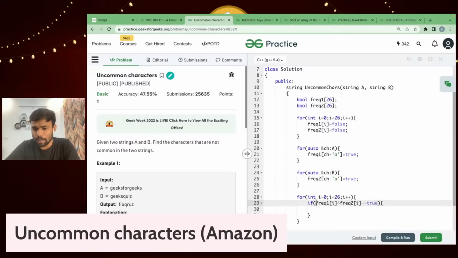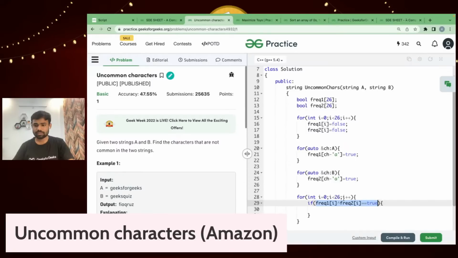So if both, now just tell me the meaning of this line. What is the meaning of this line? Tell me quickly. Girdhar, I have explained that thing. To find the index of a character, we have to subtract it. It's fine, Aryan. If you don't know, that is why I'm here.